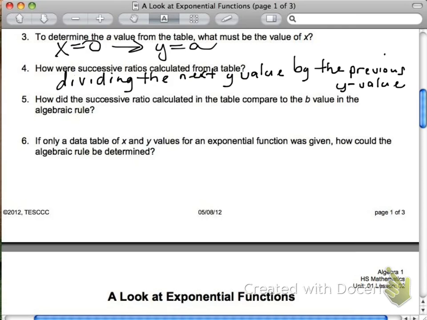How does the successive ratio calculated in the table compare to the b value in the algebraic rule? Algebraic rule is another way to say function or equation. They are the same. What is algebraic rule? Another thing for what you said? Equation or function. Okay, any questions to this point?